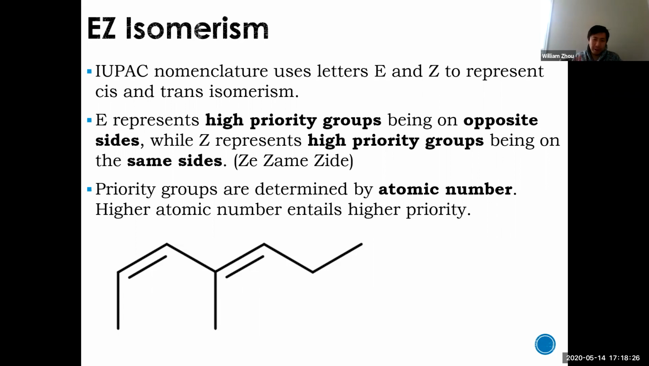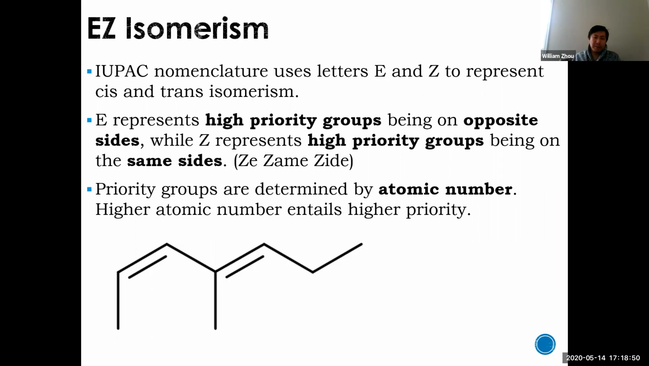Well, here's my way. E stands for enemies. Enemies are on opposite sides. Z, well, the same side. So Z, the same side. E doesn't actually stand for enemies. It's a German word. I forget what word that is. So that's how you remember which is which.